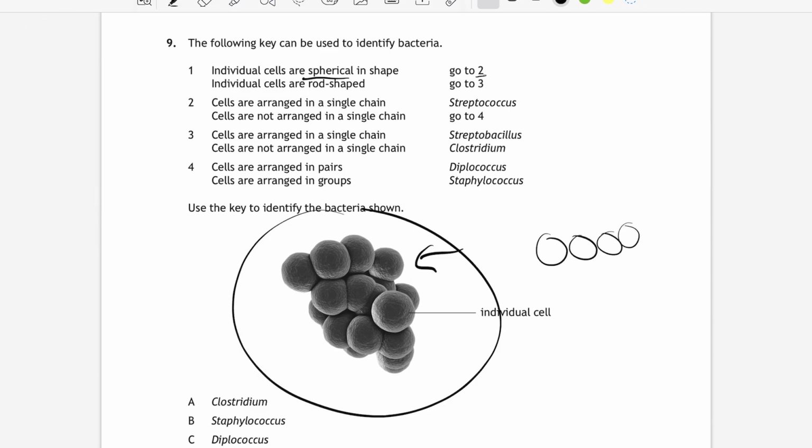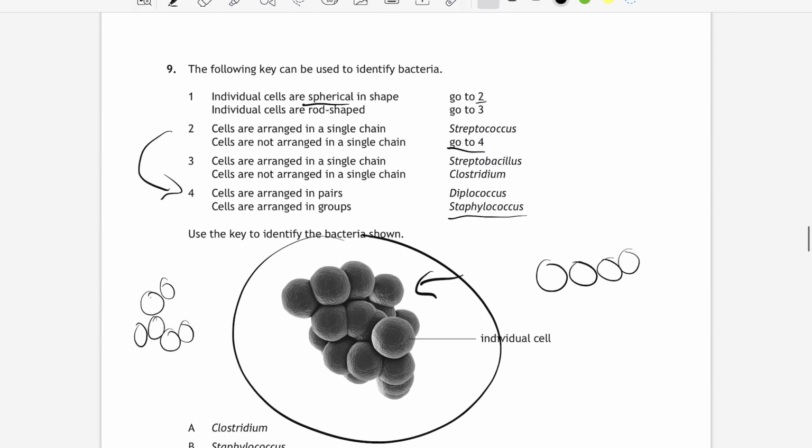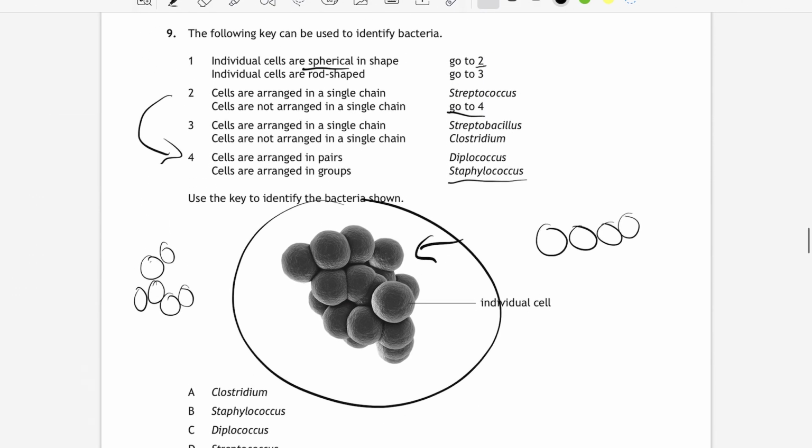Okay, so we want to go to question number 4. So we skip number 3 completely. Cells arranged in pairs, or cells arranged in groups. Well, it's very much in groups. It's not in pairs, so we're not seeing them just pair up like this. We're seeing them clumped together in groups. So I'm going to say that that's staph. And I'll just check here. So we've got 9, which should be B, which is correct.